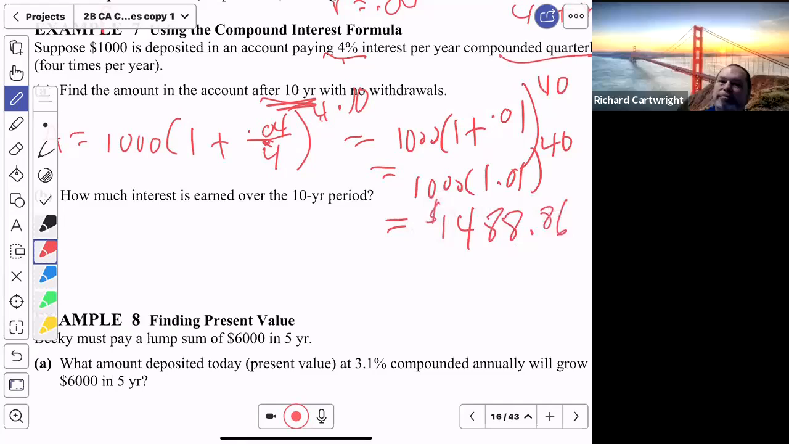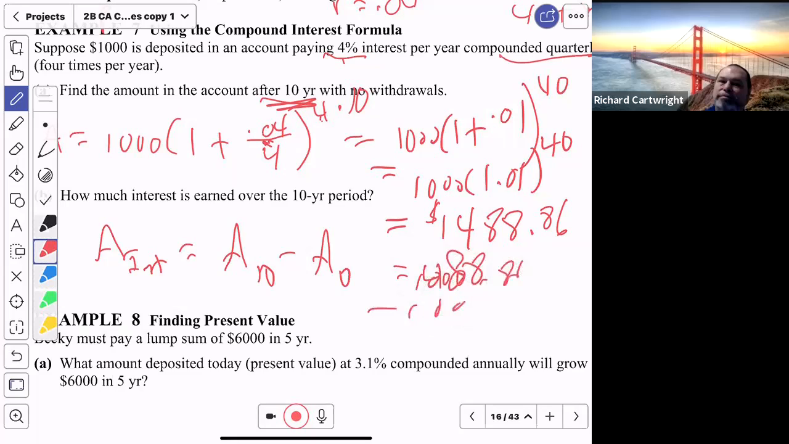Okay. Next question said, how much interest are you going to make? Well, that's easy. The amount in interest will be the amount you make after 10 years minus the amount you started out with. So I'm making 1,488.86. I subtract 1,000. That's $488.86, I think, interest.